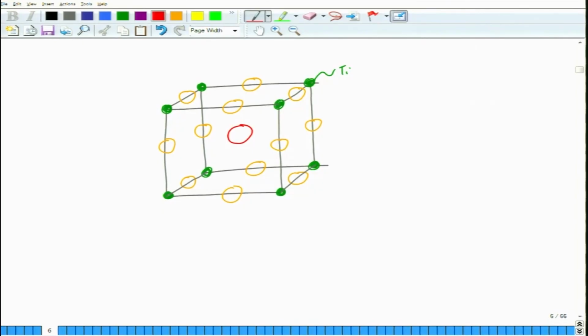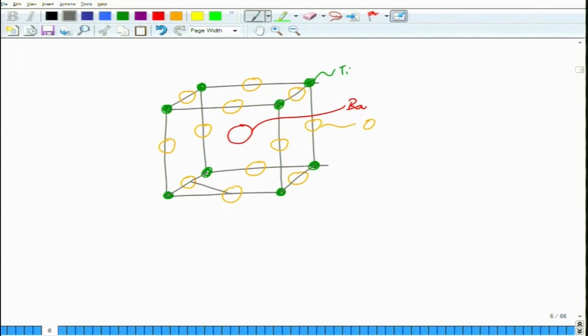Now you can see the 12 neighbors, 4 of these, 4 of those, 4 of those, the 12 neighbors to the barium atom. Is that clear? So this is barium, this is oxygen. So this is the structure which is called the perovskite structure.